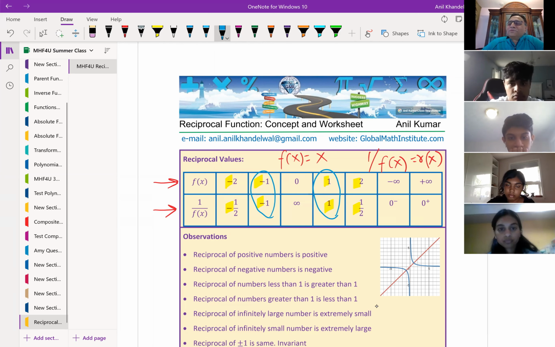Reciprocal of 1 is 1. Reciprocal of minus 1 is 1. Correct? We call them invariant. Isn't the one after this, the 2 and the 1 over 2, also the same? No. 2 has changed to 1 over 2.